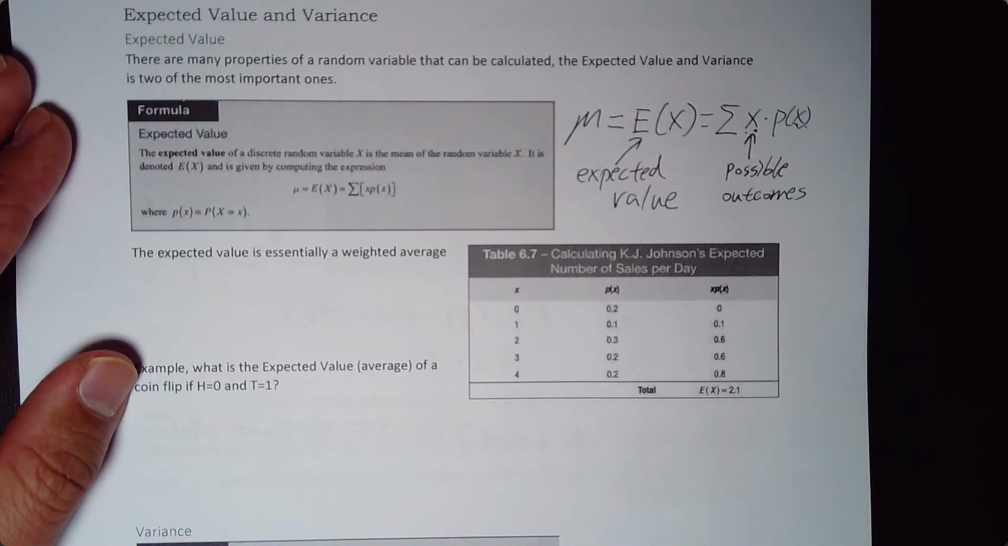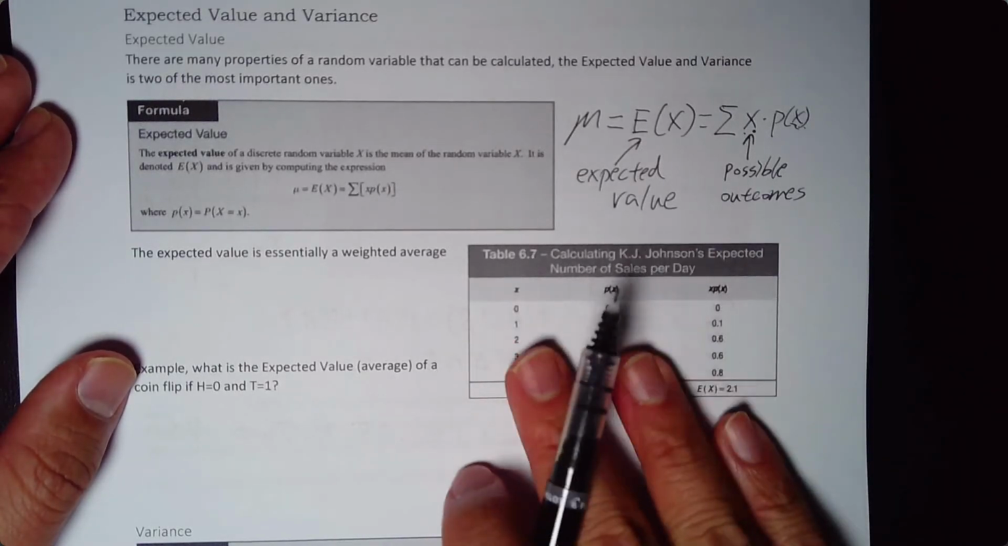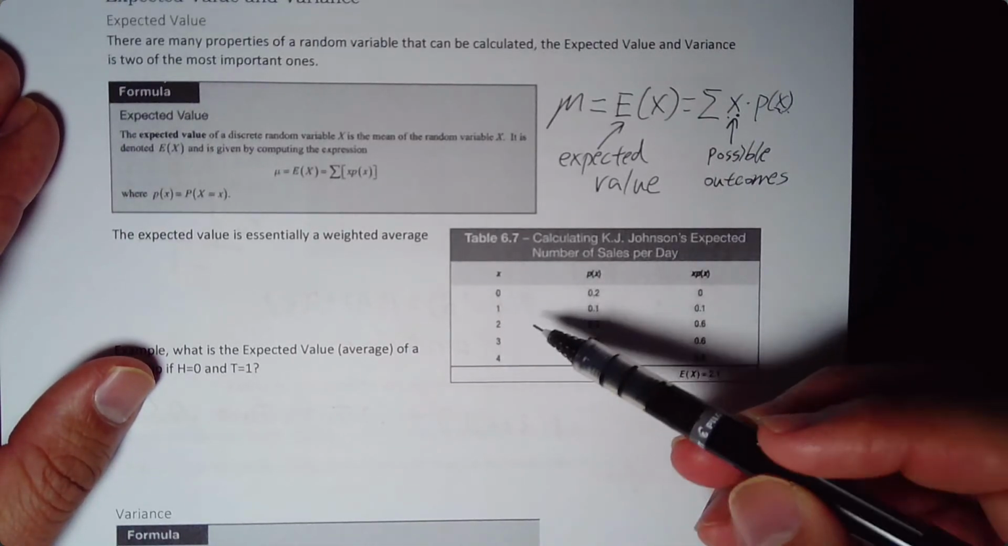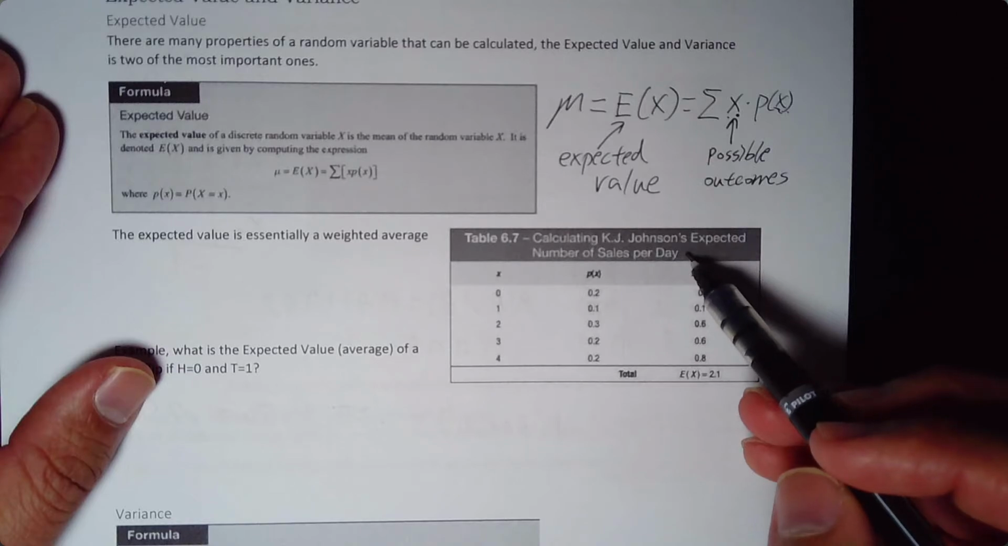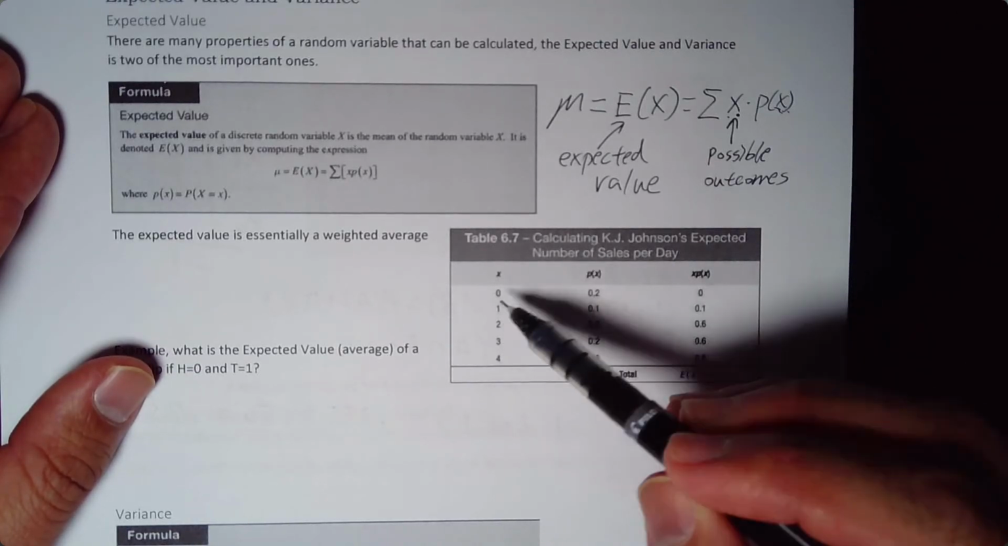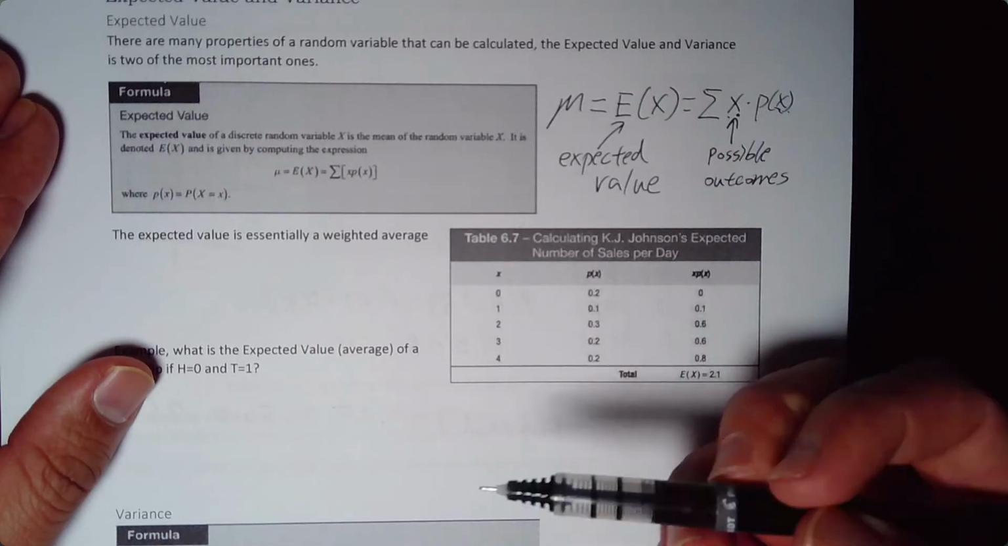then I can look at this table here. And here are my possible x values. My x variable is the number of sales per day.